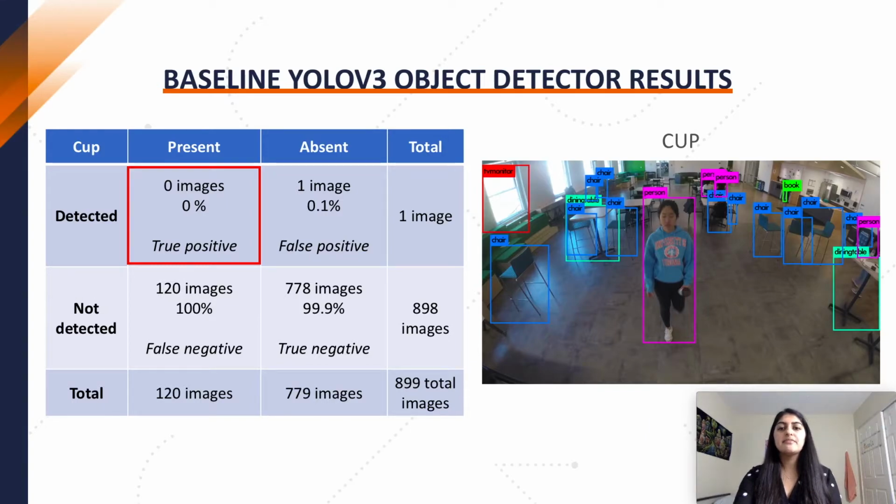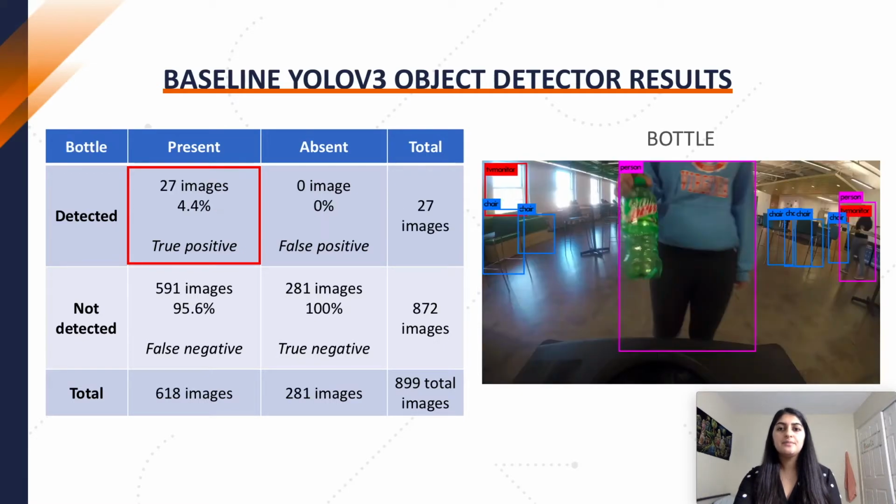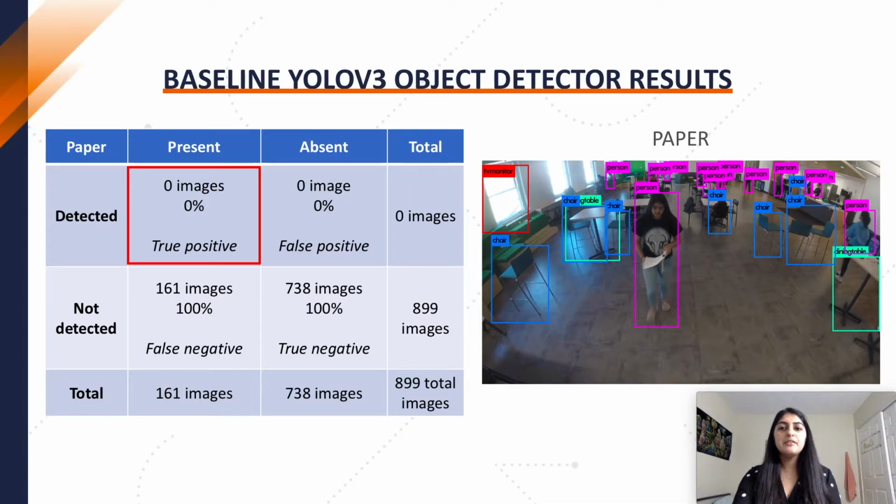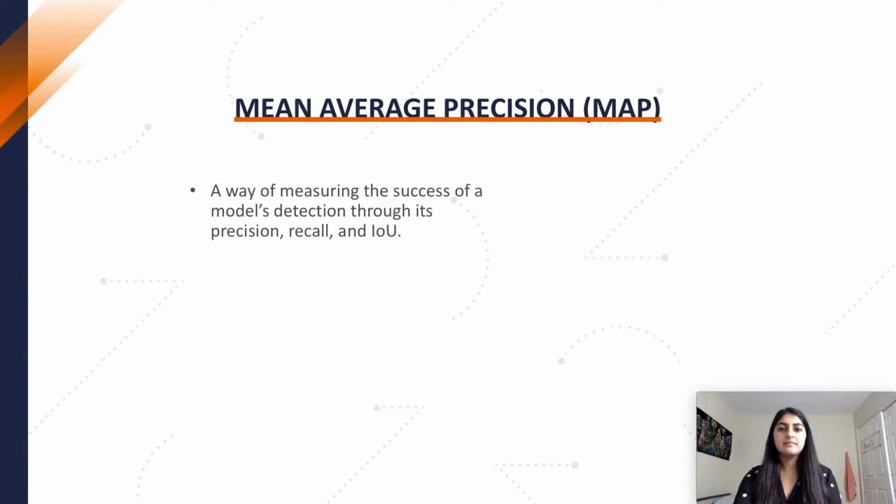Well, remember our classes of interest are cup, bottle, and paper, and for those classes, YOLO performed very poorly. You can see for cups it had a 0% true positive rate, and in the image you'll see it's detecting persons and chairs, but not the small cup object of our interest. The bottle performed slightly better with a 4% true positive rate, but still pretty terrible for our purposes. Again, you could see the lack of detection on the image in the right. And again, for paper, there is a 0% true positive rate. So before I summarize the YOLO model, I want to give a definition of mean average precision.